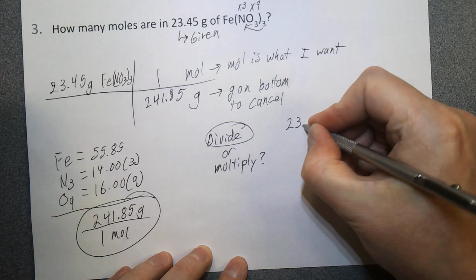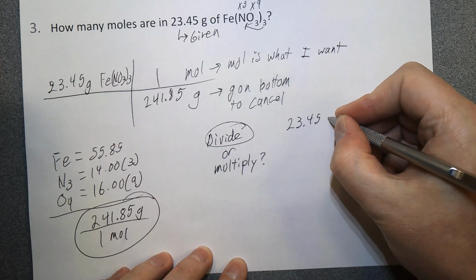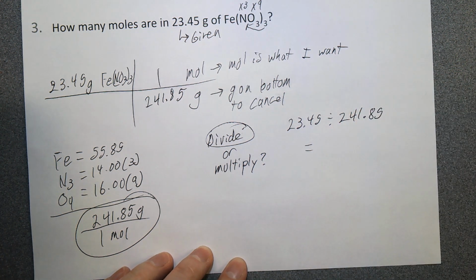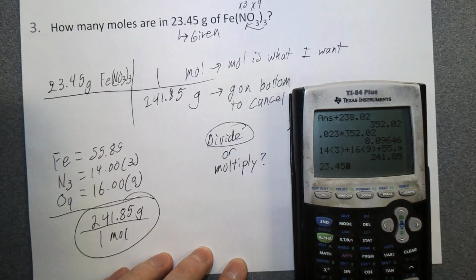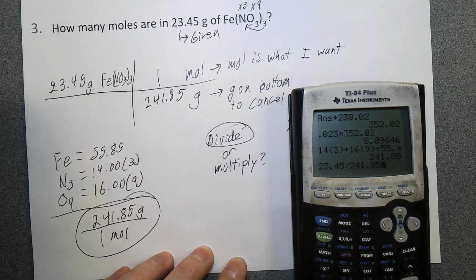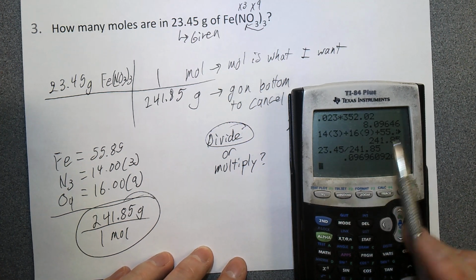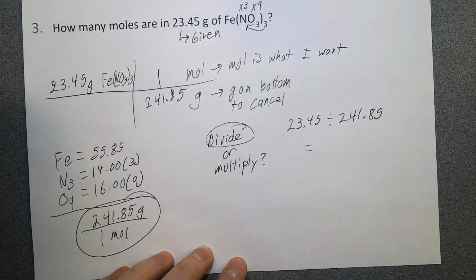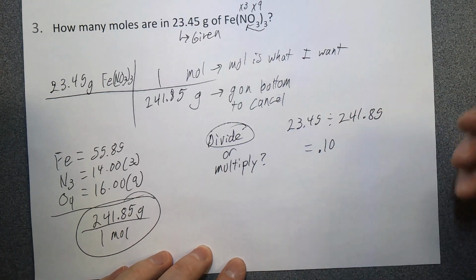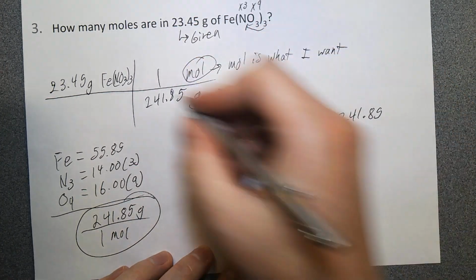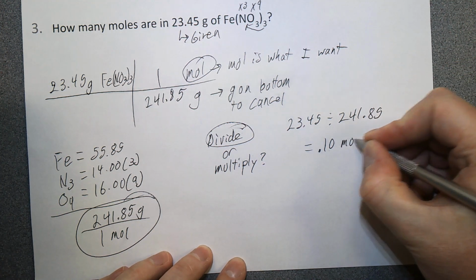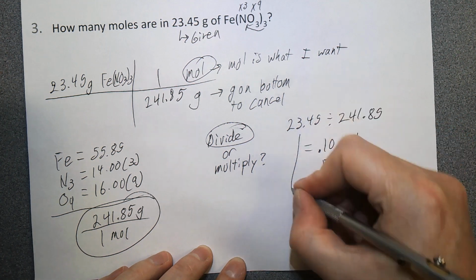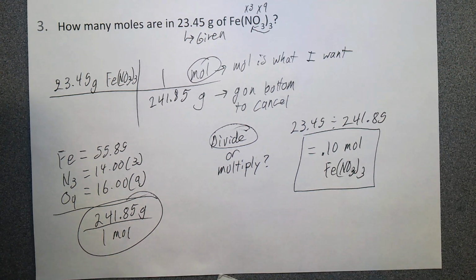We're going to do 23.45 divided by 241.85. We'll round it to 2 decimal places, so we're just going to go to 0.10. So that is going to be 0.10. We are specifically in moles of the Fe(NO3)3. And there's our final answer there.